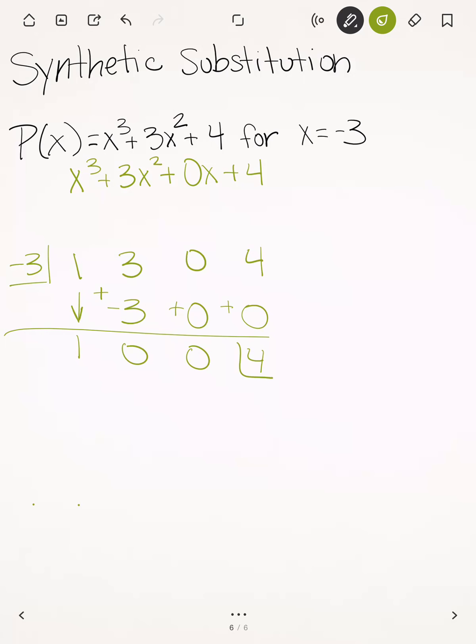So again, what I'm looking for in synthetic substitution is this last value that tells me when I plug in -3 for all of the x's, my outcome is 4. So my answer would be p of -3. Again, I replaced x with -3, and it equals 4. And that's how you do synthetic substitution.